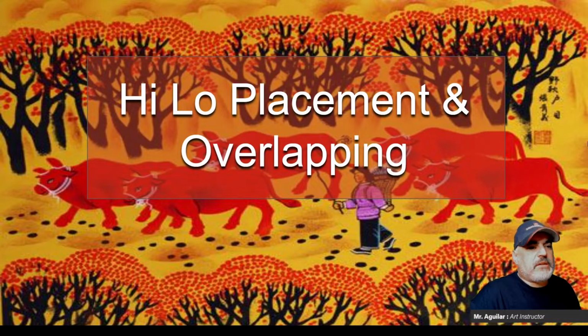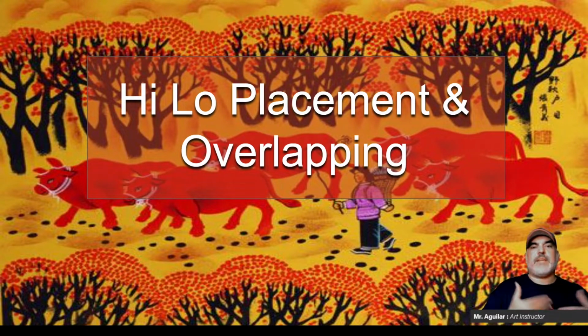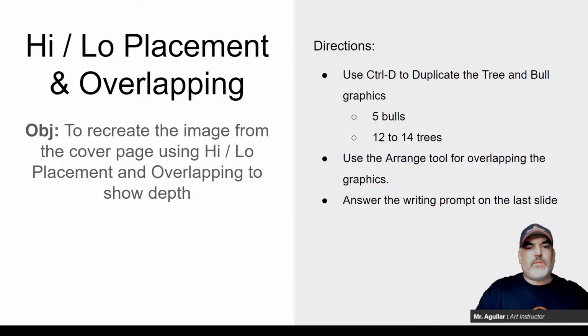This is Mr. Aguilar, and today we're going to be doing an exercise on high-low placement and overlapping. Again, this is part of our overall unit on space, and what we're focused on today is using high-low placement and overlapping to show depth in a picture. Our objective is to recreate the image from the cover page using high-low placement and overlapping to show depth.